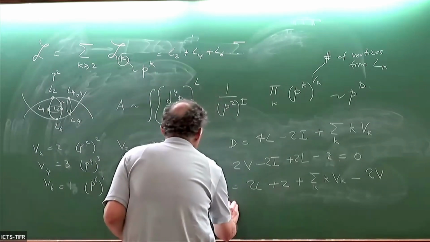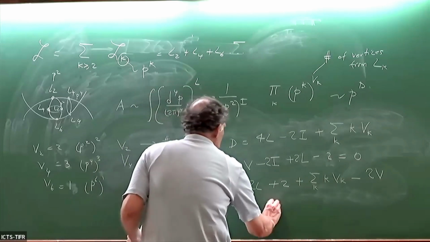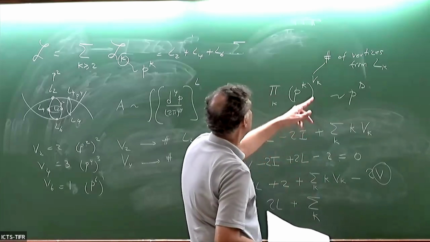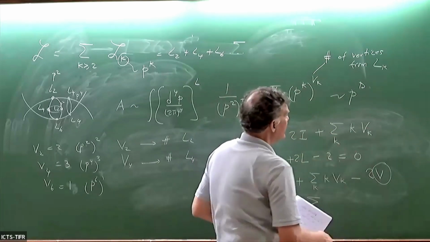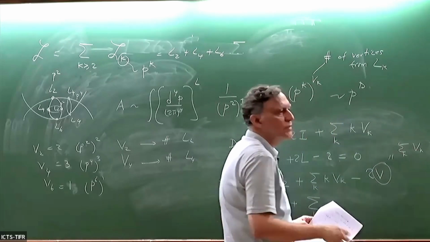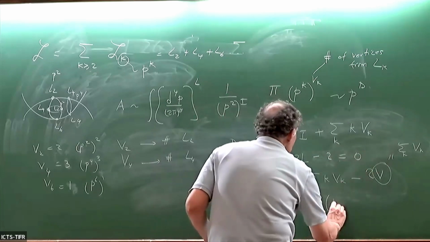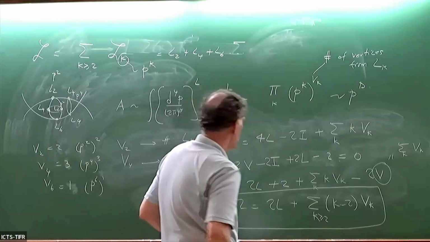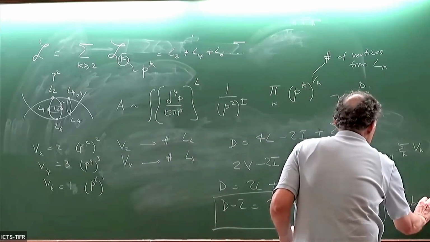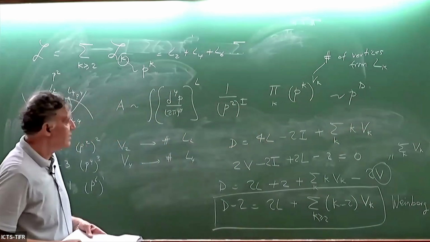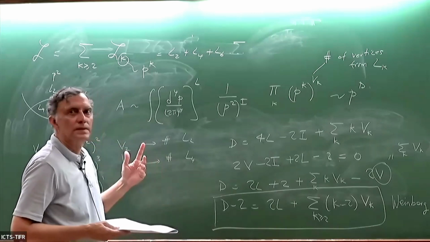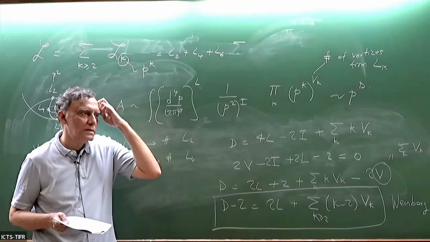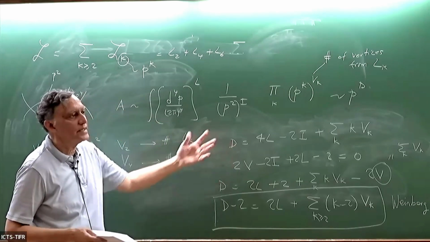And so I'm going to take the 2 to the other side and write D minus 2 is 2L plus the sum on k. And now what is V? V is the total number of vertices, and V_k is the vertices from L_k. So the total number of vertices is simply the sum on k of V_k, because it's the vertices from L2 plus L4 plus whatever. So I can combine these two terms and write this as the sum on k bigger than or equal to 2 of (k minus 2) V_k. This is the famous Weinberg's formula. It's sort of the first power counting formula in an EFT, I think. Before I go on, is the derivation of this clear? It's pretty straightforward. And all of these formulae require this topological identity on connected graphs.